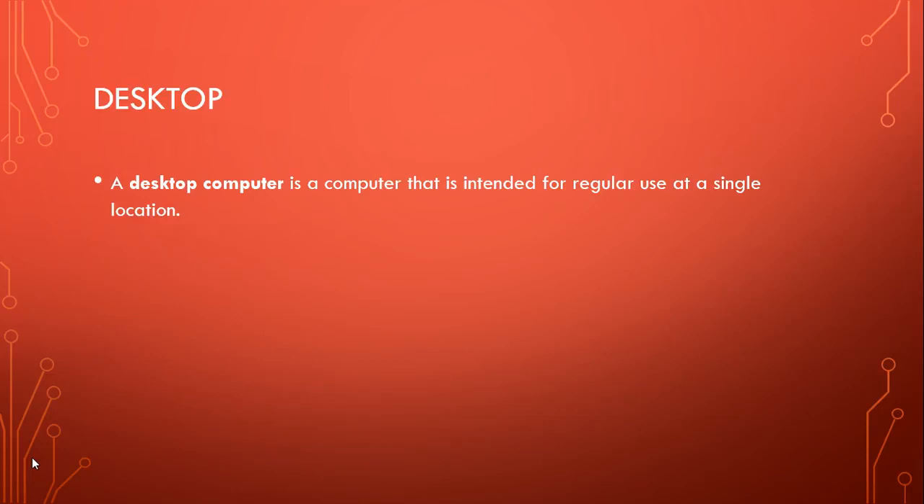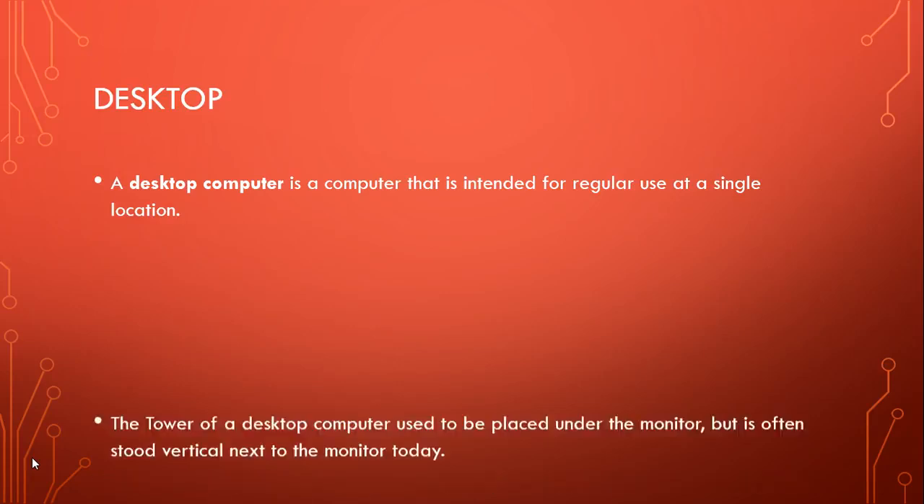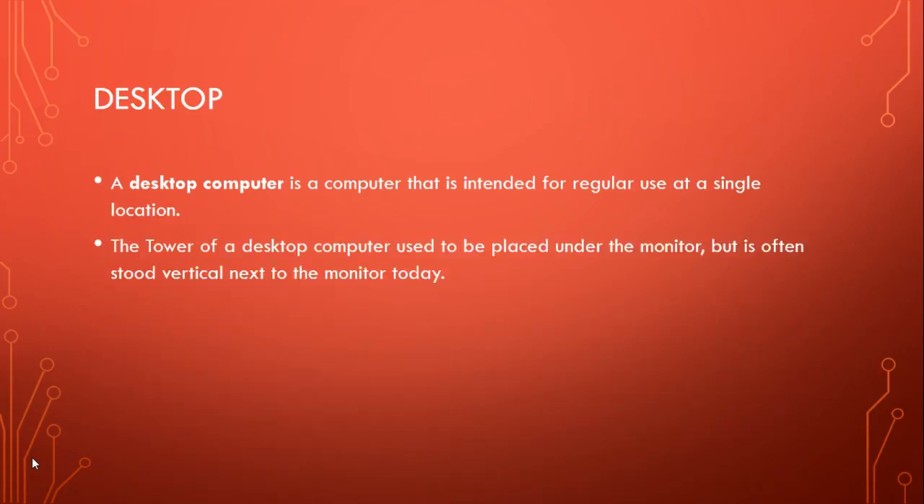A desktop computer is a computer that's intended for regular use at a single location. So that means that you can't just pick it up and move it someplace else and keep working. You have to pick it up, unplug everything, plug it all back in. Like a desktop, you have a monitor, tower, all that stuff. The tower of a desktop computer used to be placed underneath the monitor, but it's often stood vertical next to the monitor today. In fact, if you look at how desktops used to be in the past, they were pretty much all one machine, and the tower was inside the monitor, inside the tower casing, and they were all one physical machine.